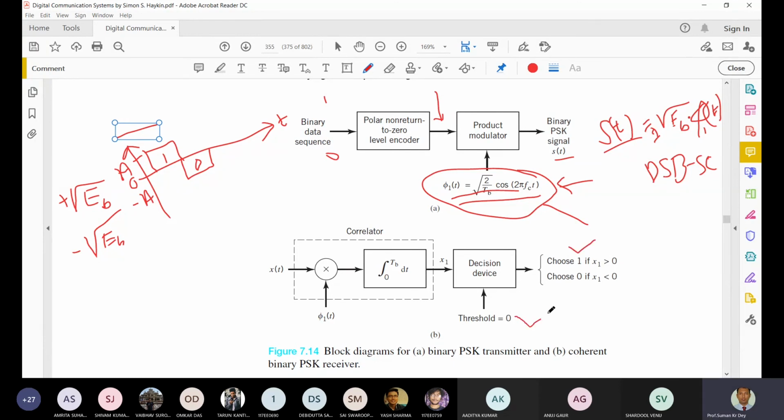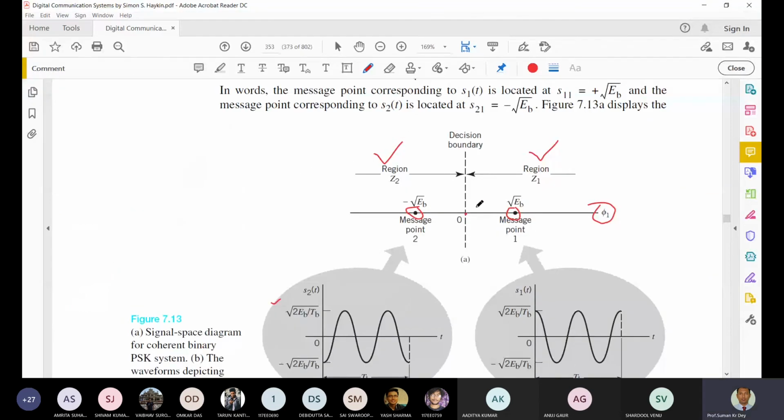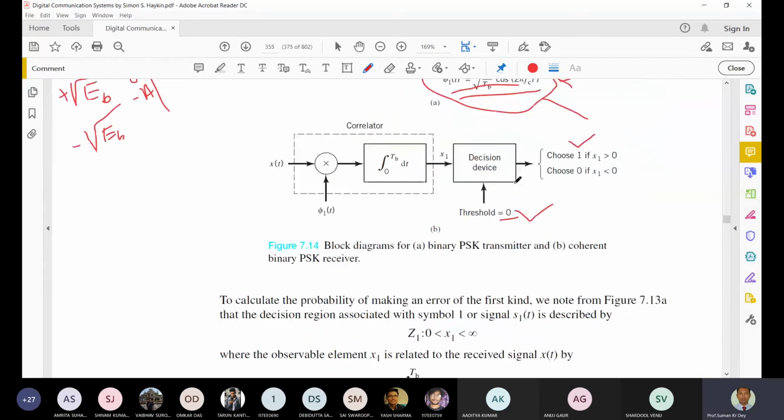And we have set the threshold in the decision device to 0, because if you see this space diagram, this is basically the threshold value we set, and the threshold value is set to 0. So that's why in the coherent receiver, we define the threshold value equal to 0 for the decision device at the coherent receiver or coherent detector. Okay. So now how will the decision device work?